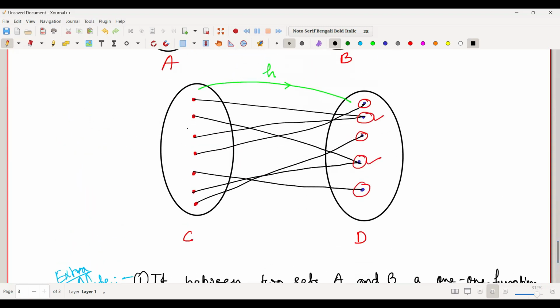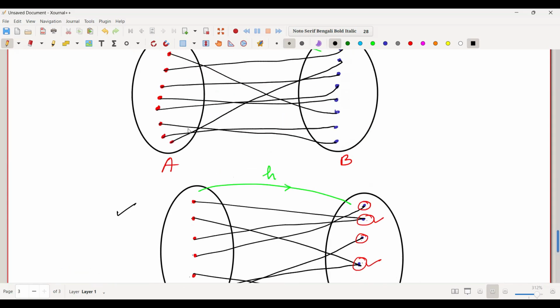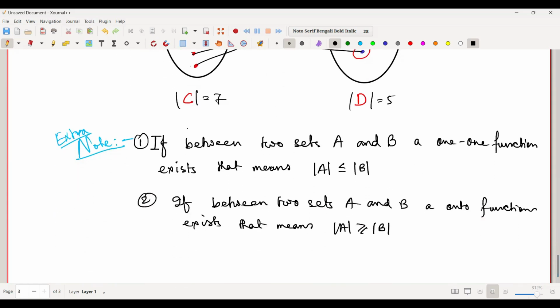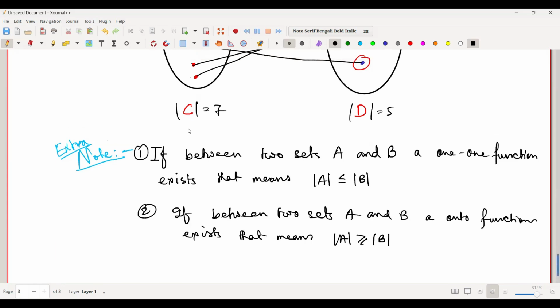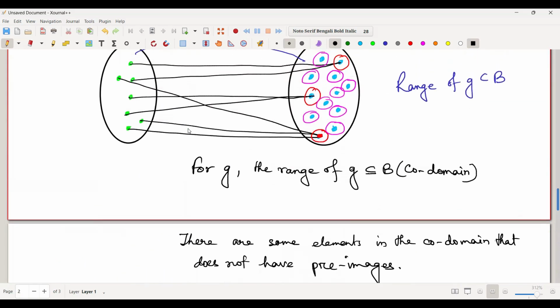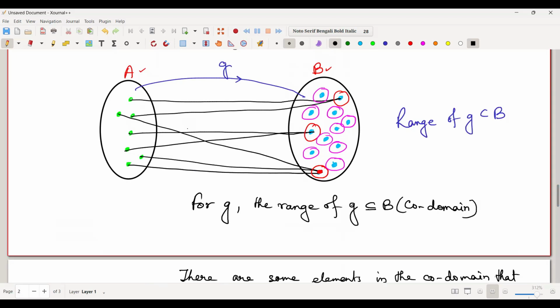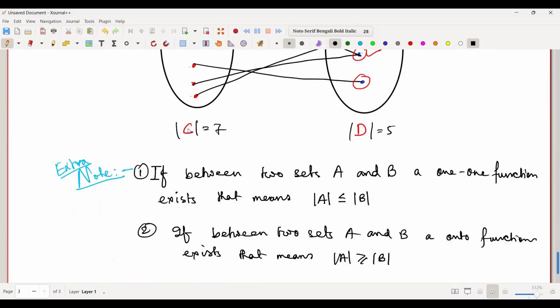Okay, so here you can see that for this onto function, the cardinality of A is 7: 1, 2, 3, 4, 5, 6, 7, and for the set D it is 1, 2, 3, 4, 5. So here it is 7 and the cardinality of D is 5. So that is why I have written that for onto function cardinality of A is greater than cardinality of B, and for one-one function cardinality of A is less than cardinality of B. Okay, whatever.